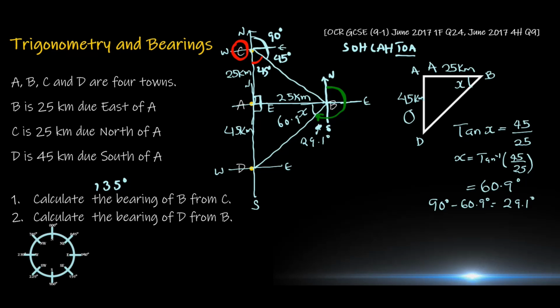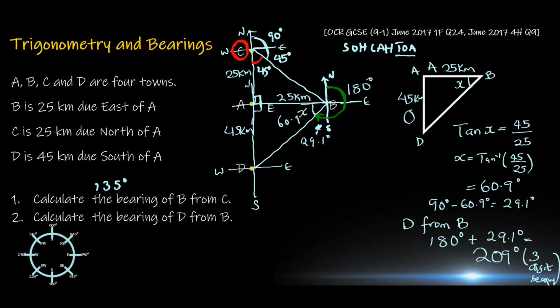Now, from the north to the south of B is 180 degrees. So that means to calculate the bearing of D from B, we have to add 180 plus our 29.1 degrees, which gives us 209 degrees. I have to ignore the decimal because bearings are written in 3 digits. So my bearing of D from B is 209 degrees.